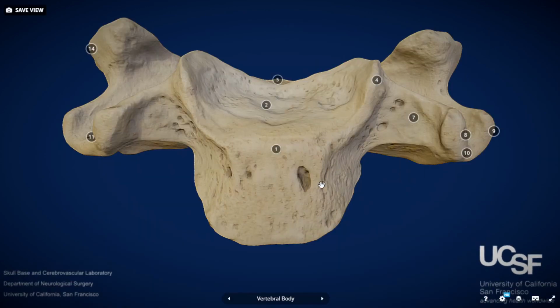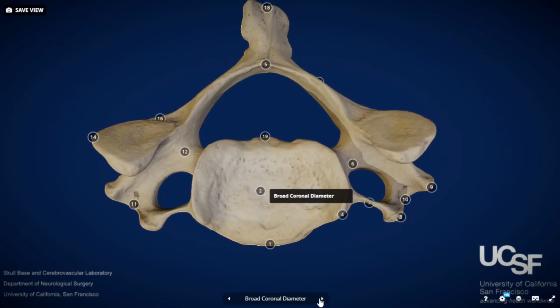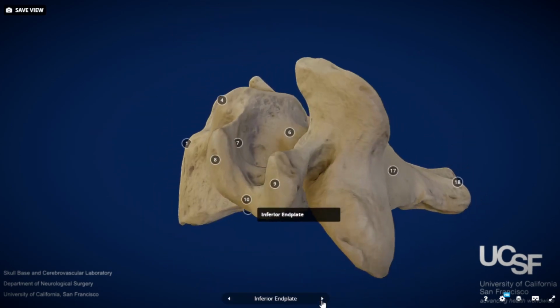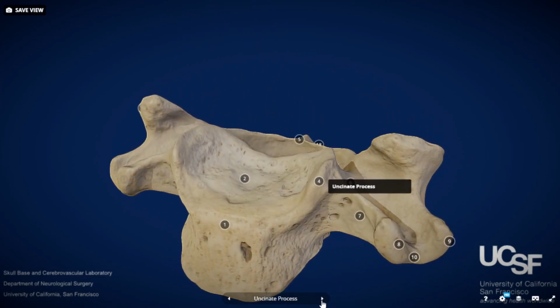What we see right here is a 3D representation of a typical vertebra. This is C4, and first we can see the vertebral body, which is a small vertebral body with a broad coronal diameter. This is the superior end plate, the inferior end plate, and the superior end plate has two lateral projections, which are the uncinate processes. These processes are just medial to the vertebral artery, which runs through the transverse foramen.